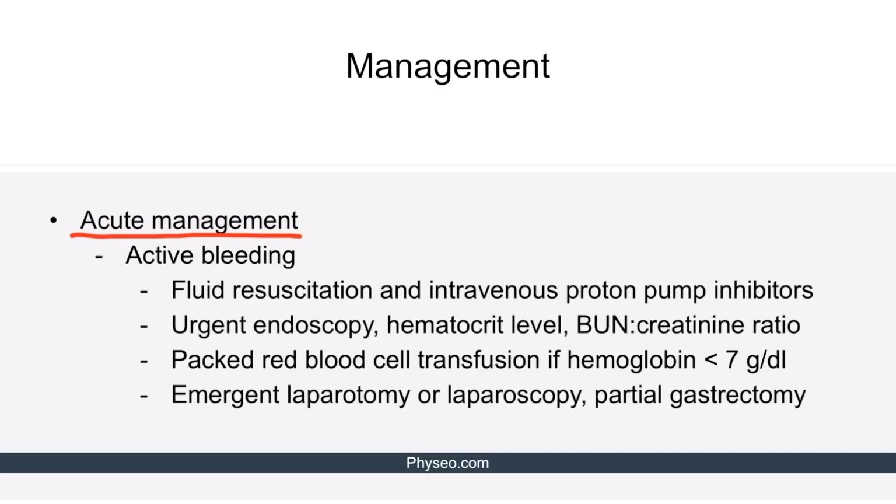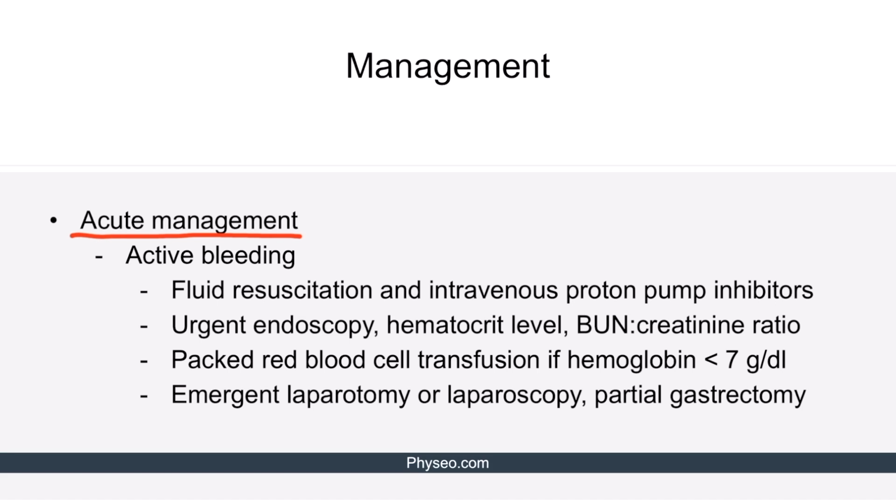Acute management is considered when perforation or active bleeding is suspected. Patients may present with sudden abdominal pain and signs of systemic inflammatory response. Suspicion of active bleeding also requires immediate fluid resuscitation and intravenous proton pump inhibitors. Urgent endoscopy is the definitive test to confirm active bleeding, and it can help with control of the bleed as well.